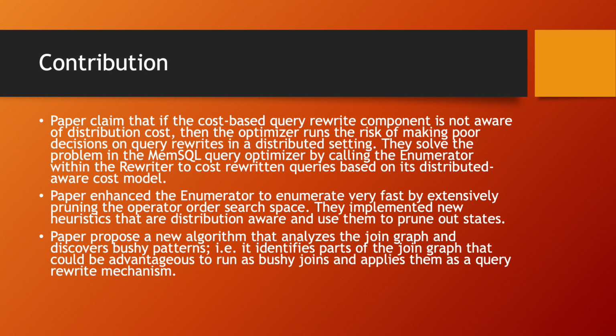Second, the paper enhanced the enumerator to enumerate very fast by extensively pruning the operator order search space. They implement new heuristics that are distribution aware and use them to prune out states. Third, the paper proposes a new algorithm that analyzes the join graph and discovers pushy patterns. That is, it identifies parts of the join graph that could be advantageous to run as pushy joins and applies them as a query rewrite mechanism.